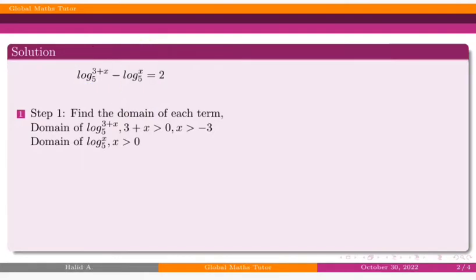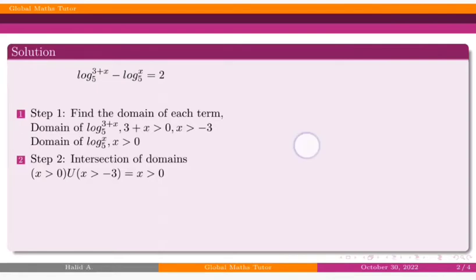The second step in solving logarithmic functions is to find the intersection of those domains. We know that x must satisfy both of the domains. That means the solved value of x must be greater than 0 and greater than minus 3. So their intersection is x greater than 0, because if the value of x we solved is greater than 0, we know that it also satisfies x greater than minus 3.